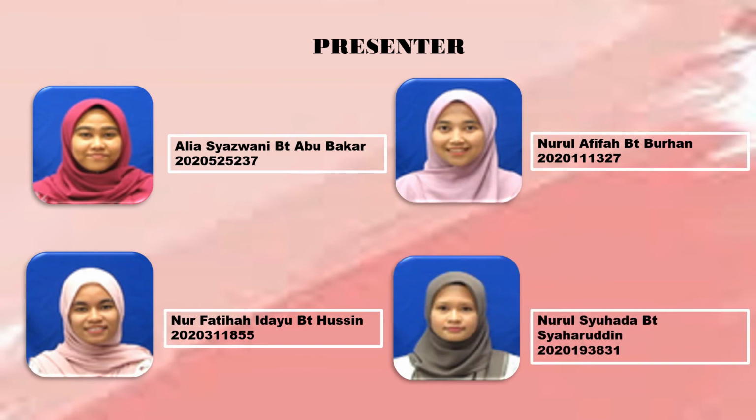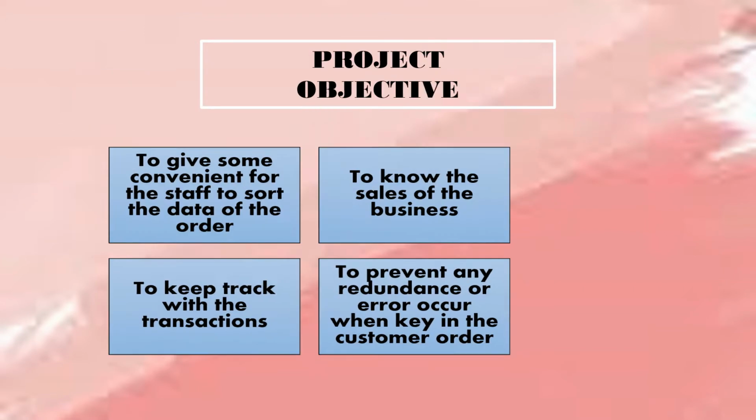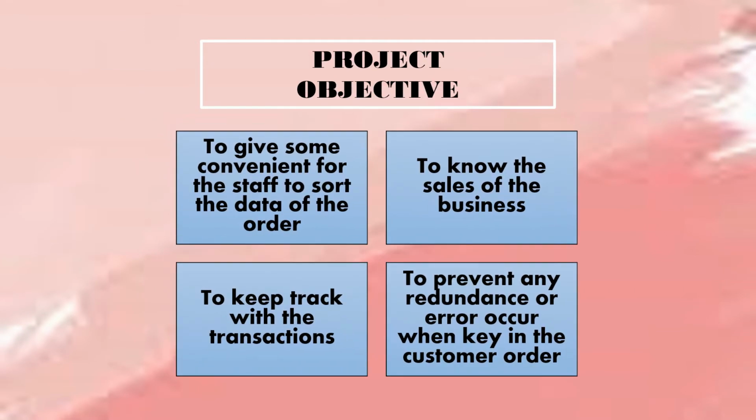Let's move to our project background. Our project background is the company, Yet Nasi Ayam company, selling various types of nasi ayam. We also have a system created to organize the orders of nasi ayam. Moreover, we are creating a system that can arrange the data of the business systematically according to our type of nasi ayam. Next, I would like to introduce our project objective, which is to give some convenience for the staff to sort the data of the order.